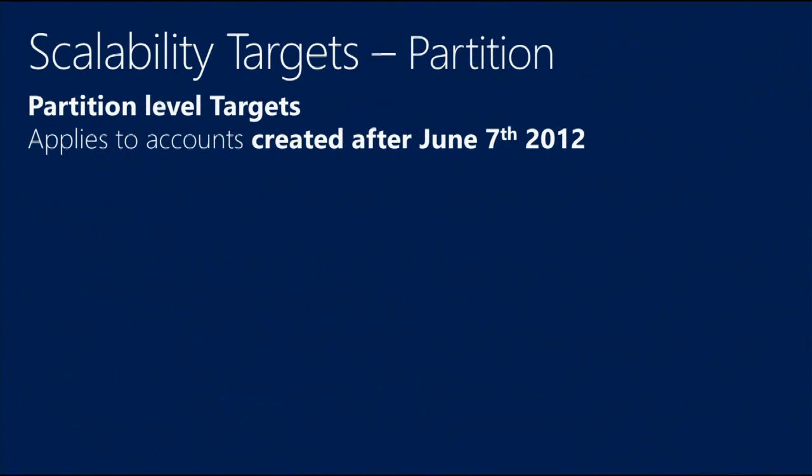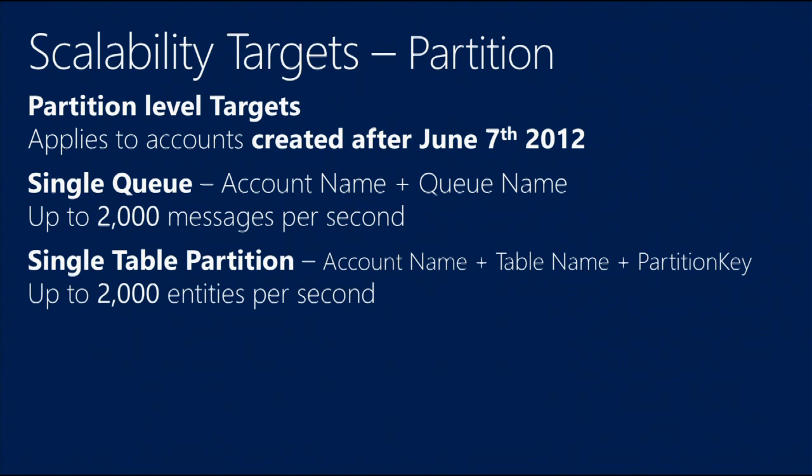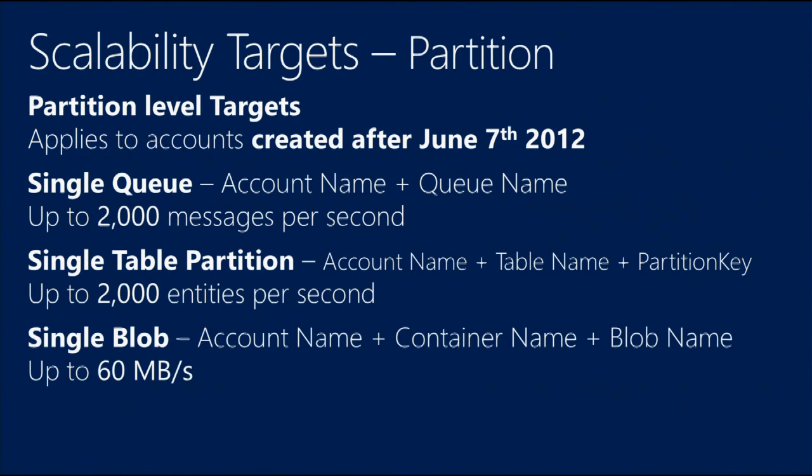So here are the scalability targets for our partition. This, again, applies to accounts created after June 7th, 2012. A single queue is good for 2,000 messages per second. A table partition, which is all the entities in a table that share the same partition key, is 2,000 entities per second. And then a single blob, every blob is considered a partition, is 60 megabytes per second. Again, these are the targets.